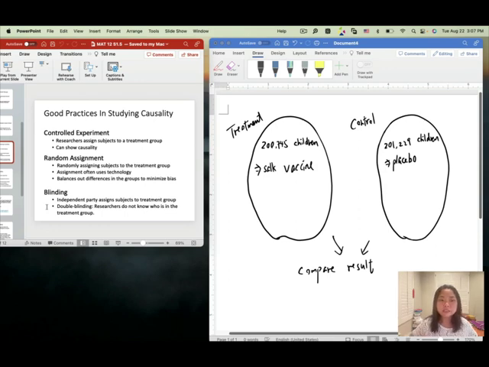Ideally, an independent party assigns subjects to a treatment group. So maybe only the doctor knows who is going to receive the shot vaccine and who is going to receive the placebo. This is a blinding test. Double blinding means even the doctor, the nurse, or the children don't know who is going to receive the placebo and who is going to receive the shot vaccine. If possible, we usually hold a double blinding experiment.